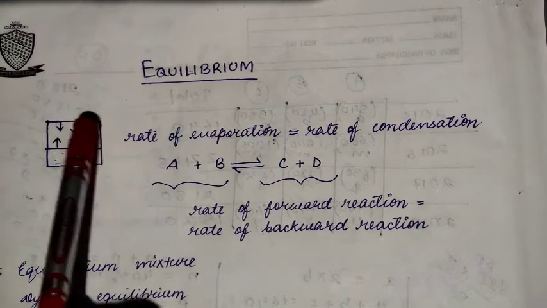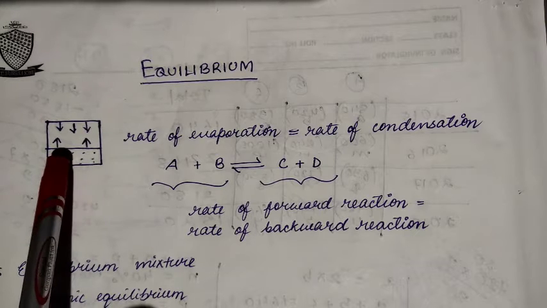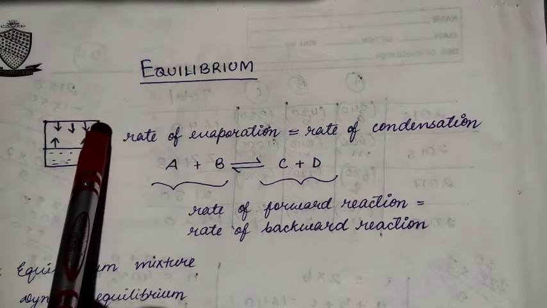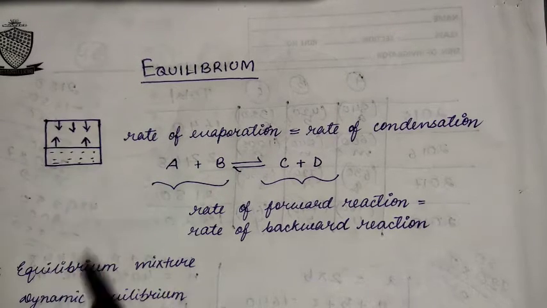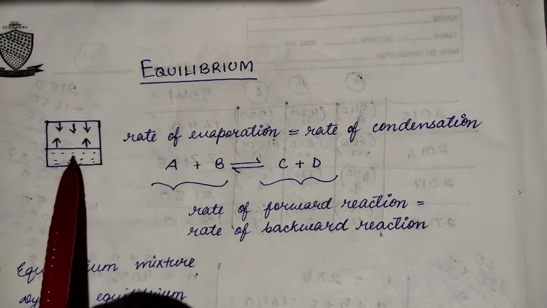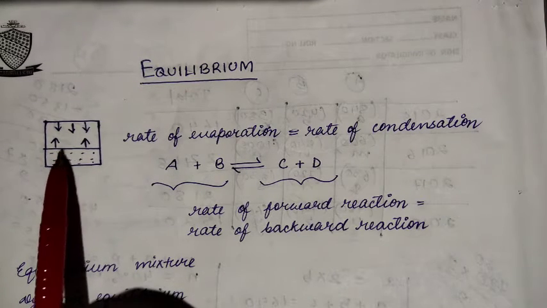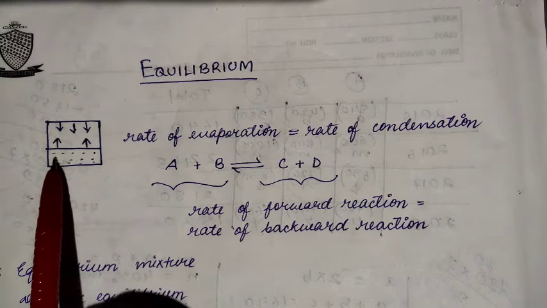Since the beaker is closed here, the liquid that is evaporating, those gas molecules will strike the walls of the container and they will tend to condense. So you can see here two processes are occurring. One is your evaporation and another one is your condensation, right? So two reactions are going together.